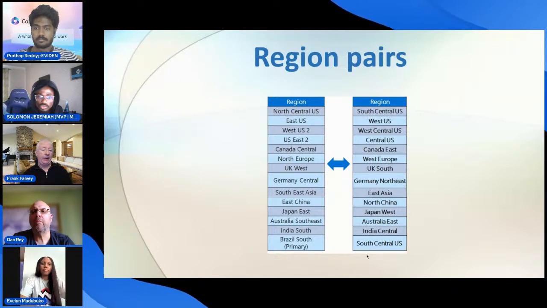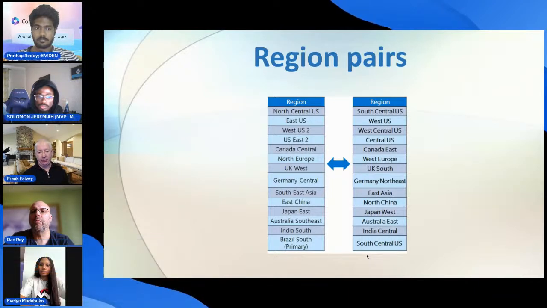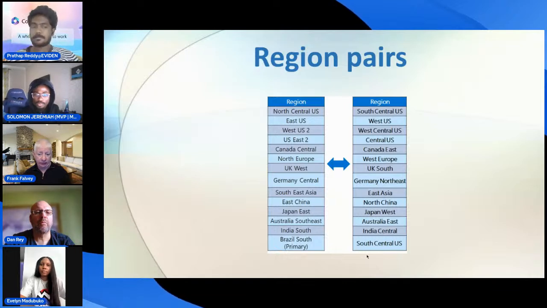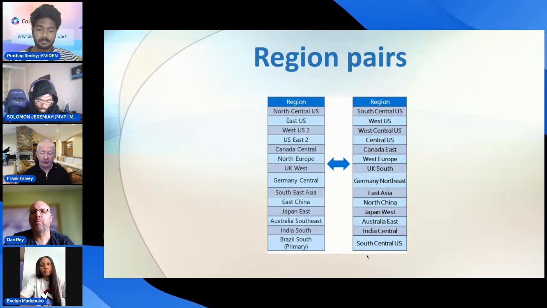As you can see there where the arrows in the middle, I'm in Northern Europe. So if I am going to fail over, I could fail over either to Western Europe or UK South, where Solomon is. Western Europe is the Netherlands, which is not too far from Ireland. So when you're sending your data to another region, they're fairly close by.